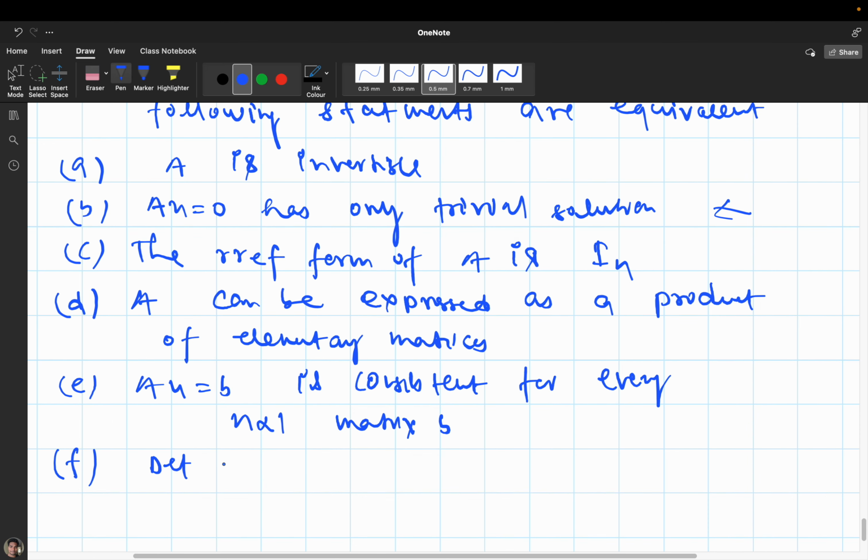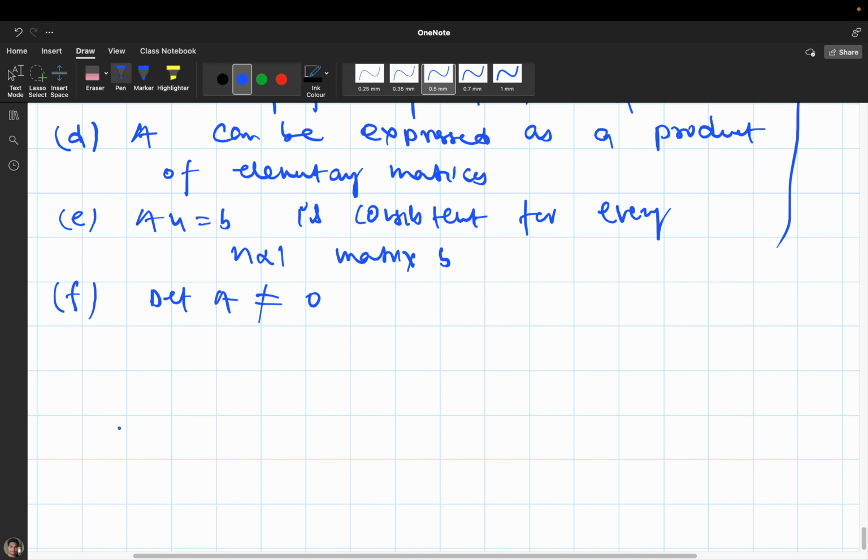And also determinant of A is not equal to 0. All these statements are equivalent. If you have this condition, then all these are true. If you have this condition, all these are equivalent. Is it fine or not? Tell me. Yes or no? Yes.